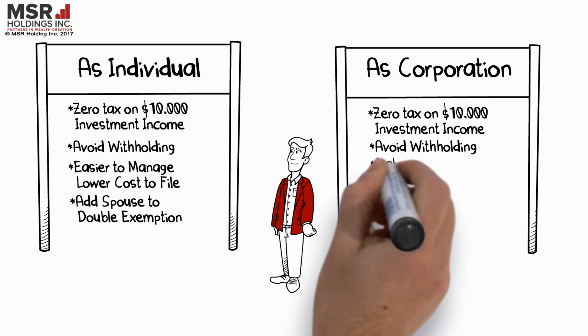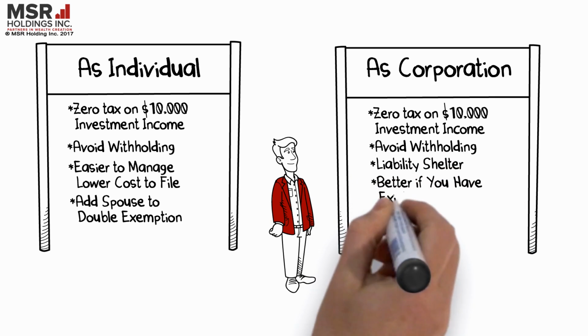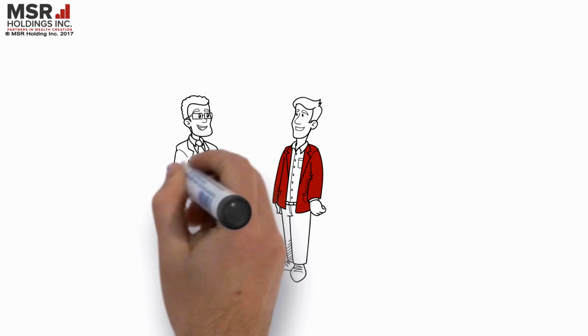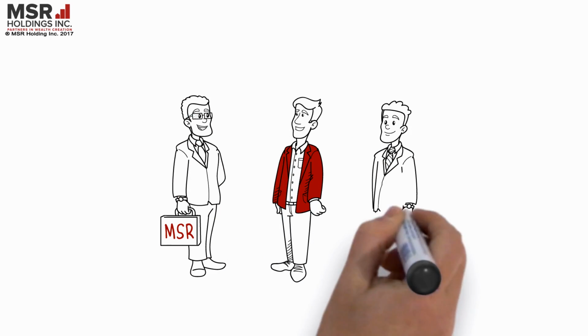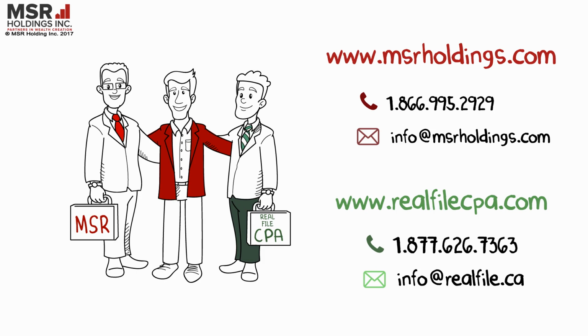However, a corporate structure may be more beneficial to Canadian investors who prefer the shelter it provides and who may already have an existing corporate structure, in which case investing as a corporation is preferable. Although it may seem complex, it is manageable with the right, experienced partners to help you. They can help you choose the right structure for your needs. When investing with MSR, you enter into an investor partnership with us. And with guidance from our partners at Real File Chartered Professional Accountants, who specialize in cross-border tax situations, we will determine the right tax structure for your unique needs.